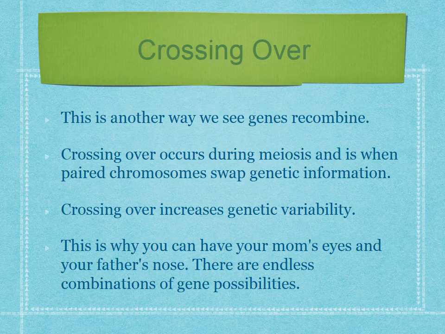So this is why we have things like where you can have your mom's eyes and your father's nose and your grandfather's hairline. There's so many endless combinations of gene possibilities with different combinations. That's why you can have a brother or a sister that looks so different from you and your parents, because of all the different possibilities of genes.